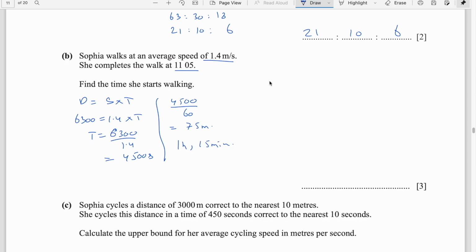So if I take 1 hour and 15 minutes away from 11:05, we take a carry. This is 10. When 1 goes on the other side, this makes it 65. 5 minus 5 is 0. 6 minus 1 is 5. 10 minus 1 is 9. So she started at 9:50.